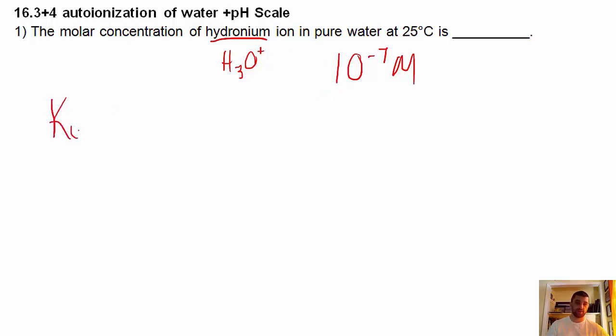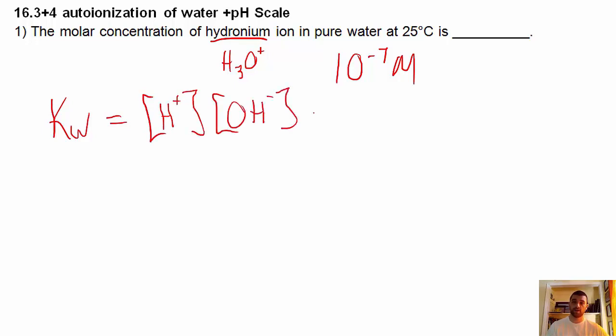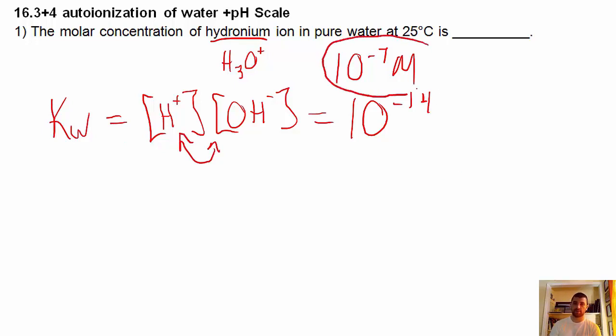You've got to remember that the Kw for water is the H plus or hydronium ion concentration times the concentration of the OH minus. At neutral pH 7, that Kw at that temperature is 10 to the minus 14. If those two things have to equal each other, then it's got to be 10 to the minus 7 molar for each of those things.